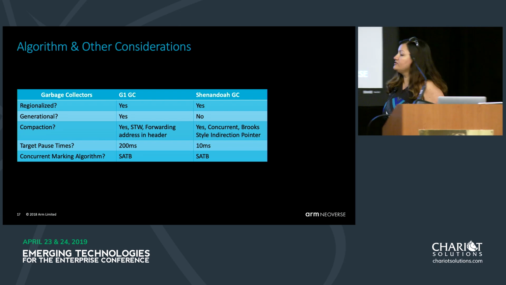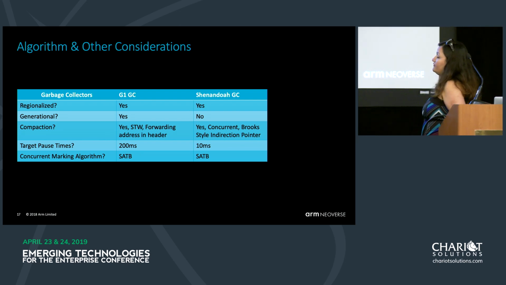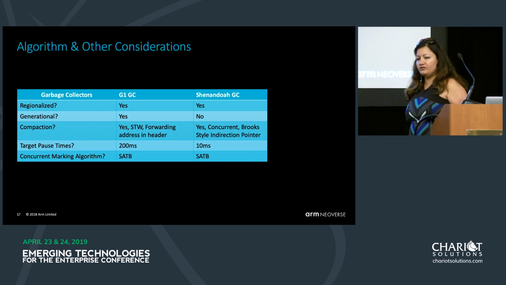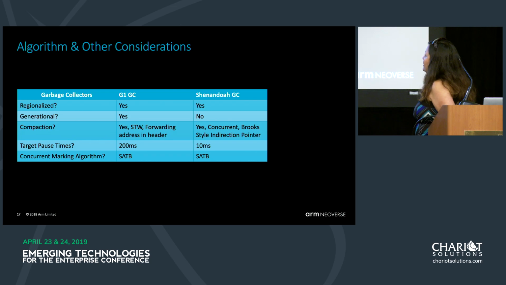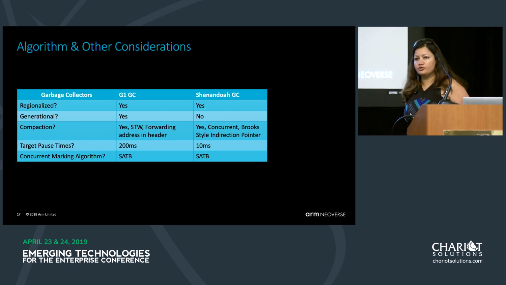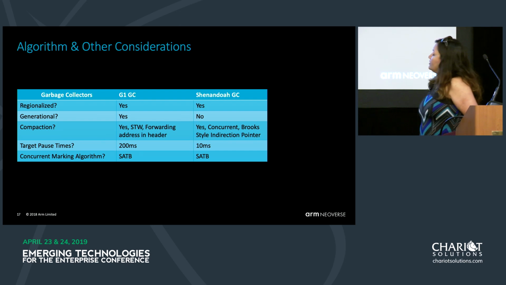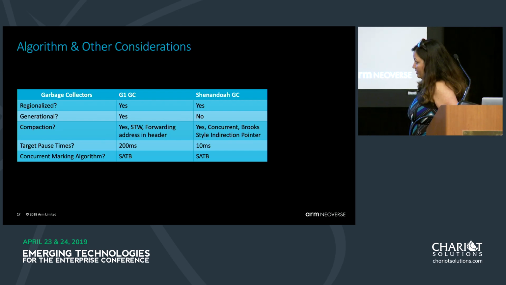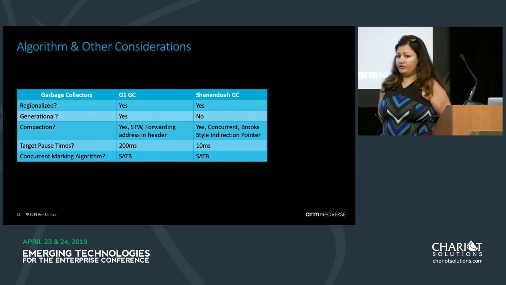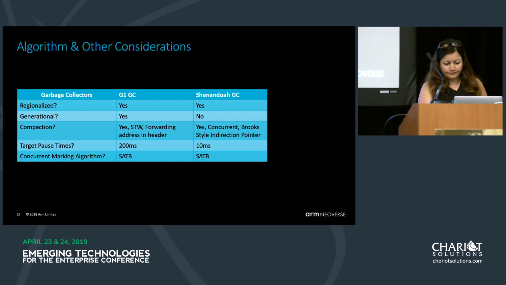Shenandoah is regionalized, is not generational, although it can be generational because it's kind of similar to G1 GC in many concepts. Compaction in Shenandoah is actually concurrent. They use a Brooks-style indirection pointer, and I'll talk about that as well. Target pause time is 10 milliseconds or lower, and the algorithm for concurrent marking is the same. It's also snapshot at the beginning.